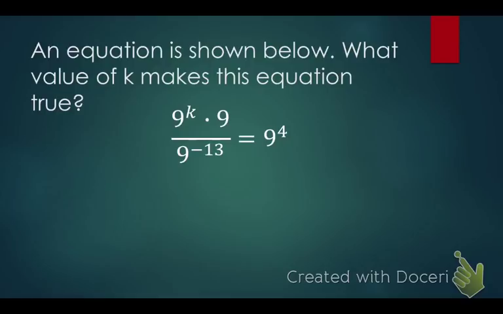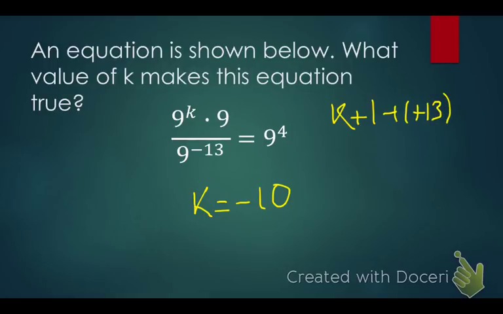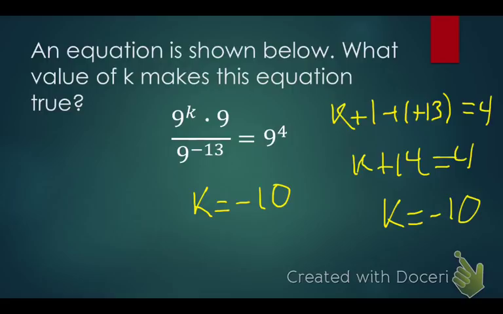All right, try this one on your own. All right, so you should have gotten k equals negative 10. All right, because k plus 1 minus negative 13 needs to equal 4. K plus 14 equals 4. When I subtract 14 from both sides, k equals negative 10.